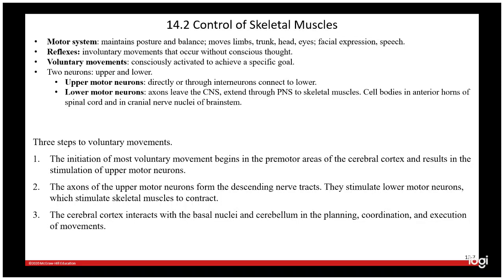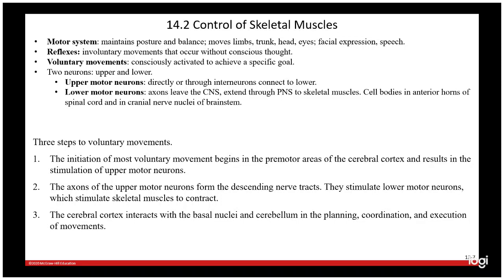You should know what a reflex is after chapter 12. I just put a video up on that. It's about 30 minutes long. Voluntary movements are the ones that you do to achieve a specific goal. In order to make a voluntary movement, your body has to go through 3 steps.